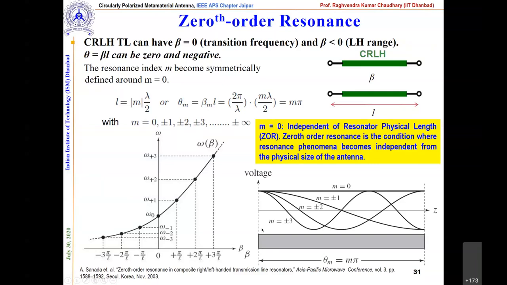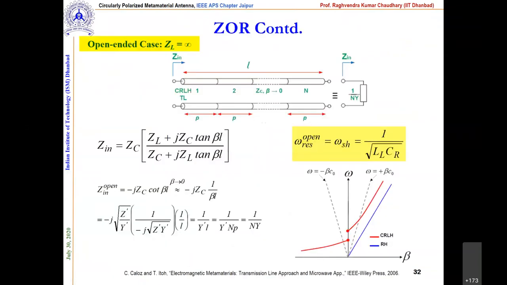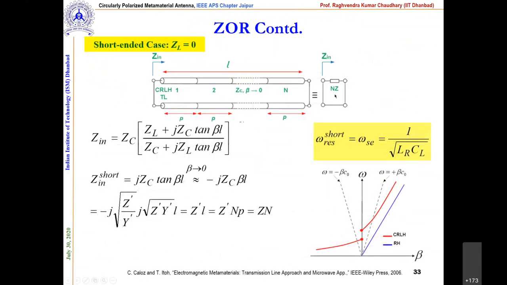Now we have two different terminations here. One we terminated as open ended. In that case we have only the shunt elements, so the shunt element will decide your resonance. That is why you can see these two points. When you terminate it short ended, the series element will provide the operating frequencies.